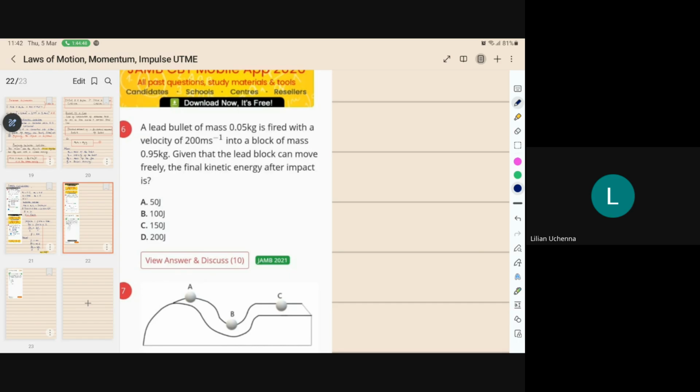All right, let's proceed. A lead bullet of mass 0.05 kg is fired with a velocity of 200 meters per second, that's before the collision, into a block of mass 0.95 kg. Given that the block can move freely, we find the final kinetic energy after the impact. So it's assumed that the bullet is going to stick inside the block, and they are going to move together, since that block can move freely. Do you understand what I'm saying?